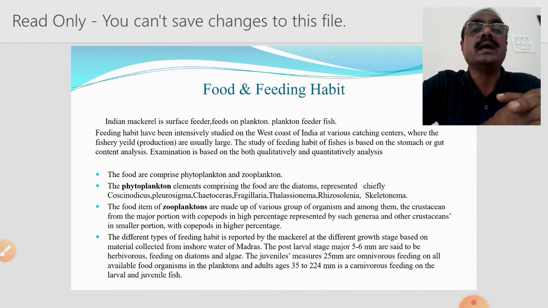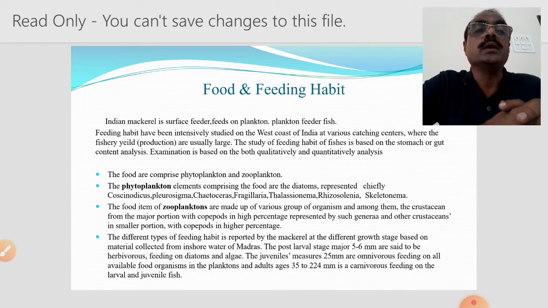The scientists found that planktons are found in a large percentage in their stomach, particularly the food comprising phytoplankton elements. In phytoplankton, there are diatoms represented chiefly by Coscinodiscus, Pleurosigma, Chaetoceros, Fragilaria, Rhizosolenia, and Skeletonema. These phytoplanktons are found in large percentage in the mackerel stomachs. Along with the phytoplankton, zooplankton is found. The percentage of phytoplankton and zooplankton may be 60-40, or sometimes 50-50, or sometimes zooplankton 60% and phytoplankton 40%. That's why that fish is particularly called a plankton feeder.